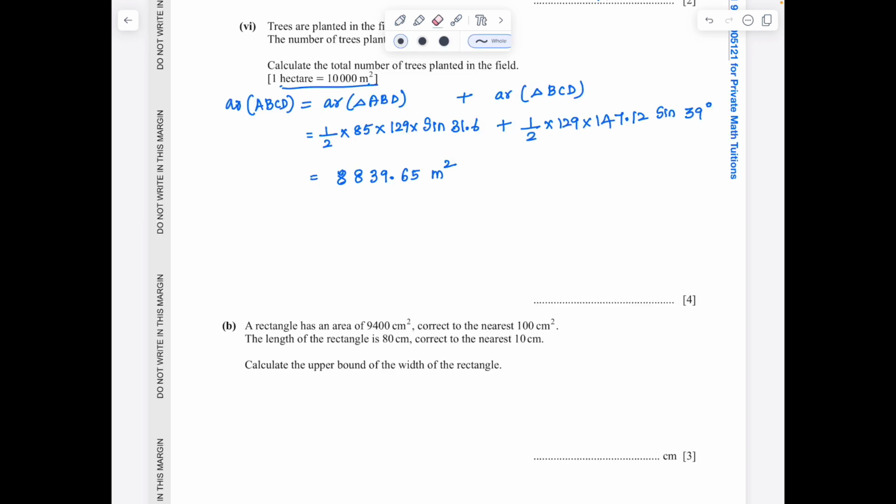So let's convert this in hectares, which is 0.883965 hectares. And so number of trees is equal to this multiplied by the given number of trees per hectare. So we just have to multiply that with this, which gives us 972.